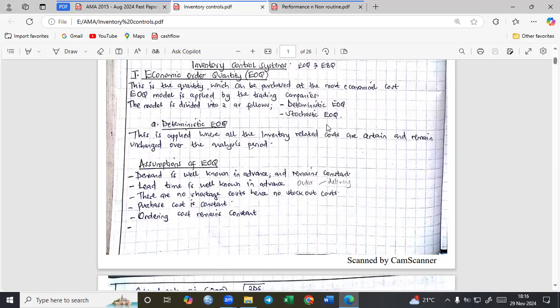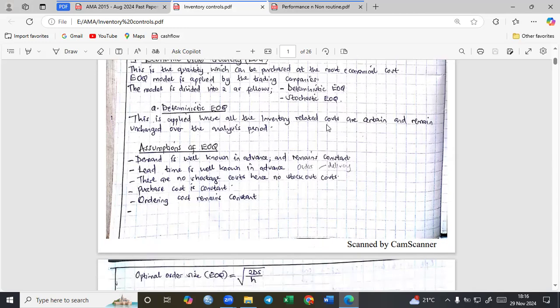Now, number A. The model is divided into two. We have the deterministic, which is what we did in intermediate without the effect of uncertainty. Then you have number two, stochastic EOQ. That one is what we shall do at this level, where we have probabilities and some other items. Let's start with the deterministic.